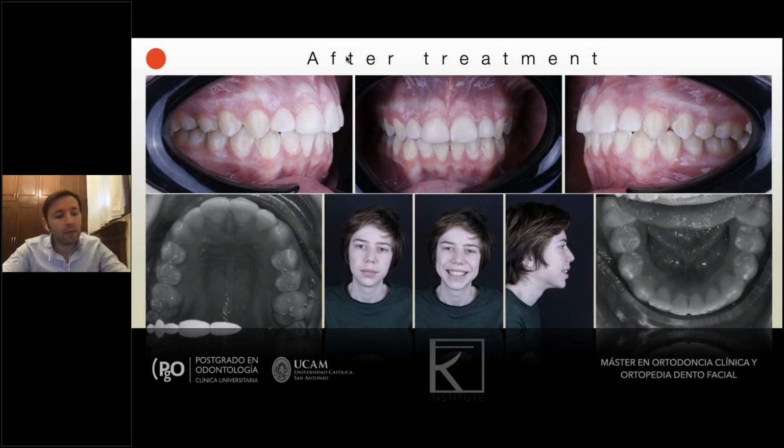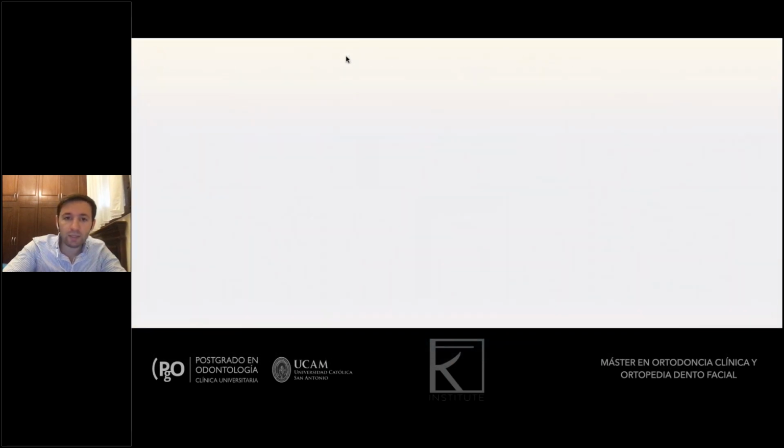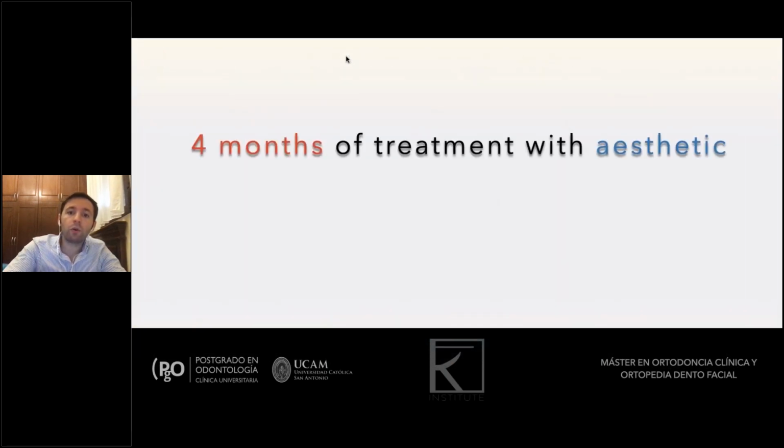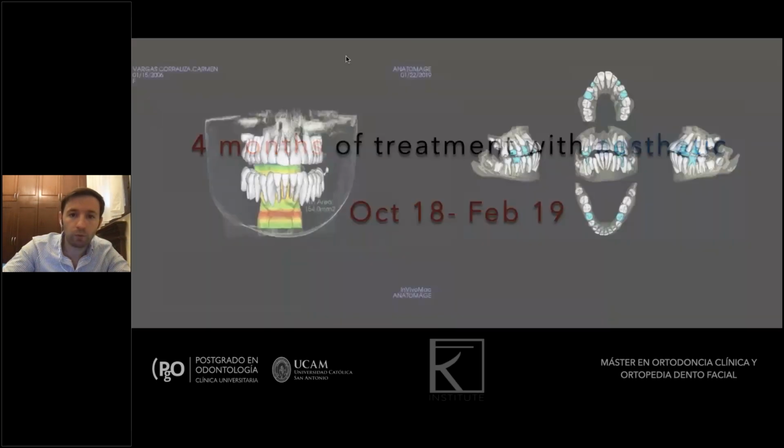If we do it on the last appointment and offer the aesthetics on the same day that we debond, we can finish cases like this. You can see, 4 months of treatment, from October to February. This is really good for us, because this patient is going to send us many more patients for sure.